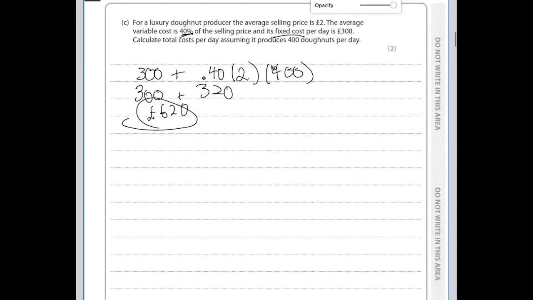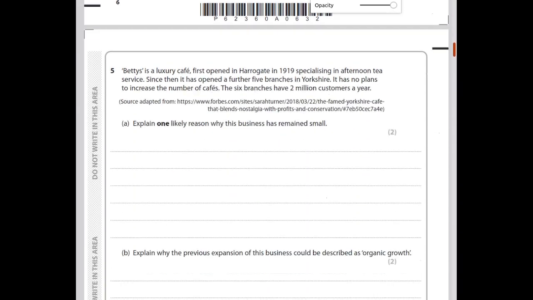Bit of a weird one, but our fixed cost doesn't depend on our output level, so that's just going to be 300. Weirdly, our variable cost is a percentage of the selling price, so it's going to be 0.4 times 2 times 400, which is the number we're producing.